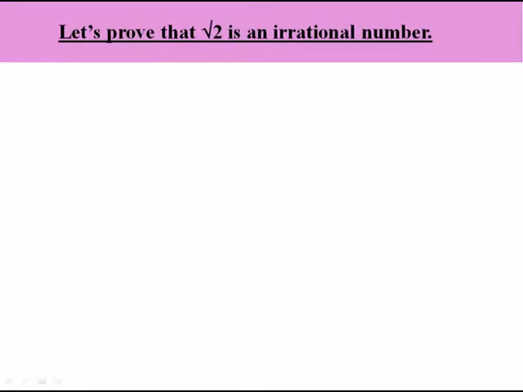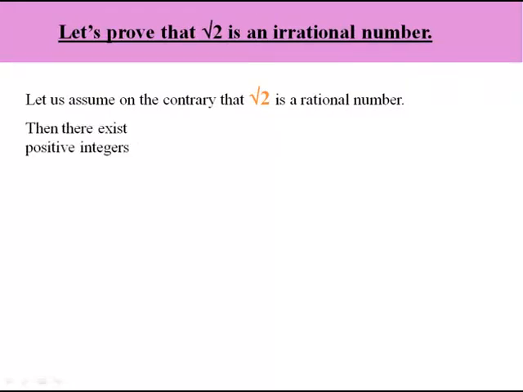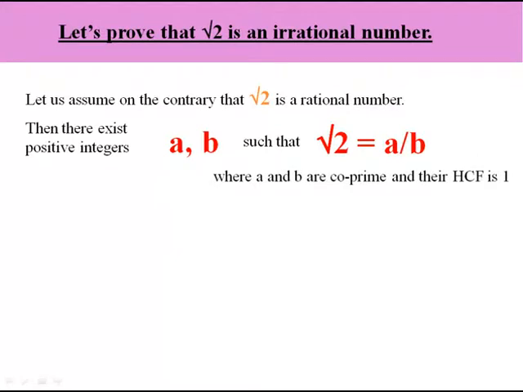Let's take some problems. Let's prove that root 2 is an irrational number. Let us assume on the contrary that root 2 is a rational number to begin with. Then there exist positive integers a and b such that root 2 is equal to a divided by b, where a and b are co-prime and their HCF is 1.